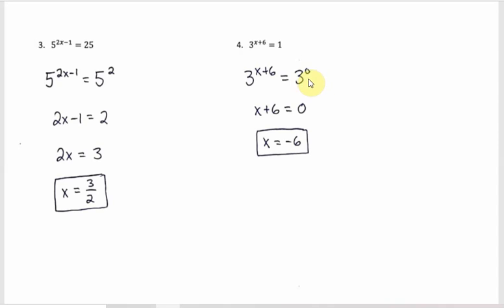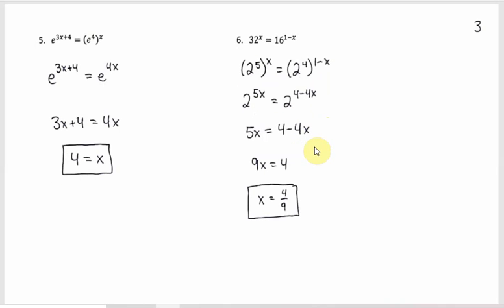So you just use the base that matches up with the left side here, right? So if I use a 3, then everything matches up. So then x plus 6 has to be equal to 0, right? The two exponents would have to be the same. So then x would have to be equal to negative 6.